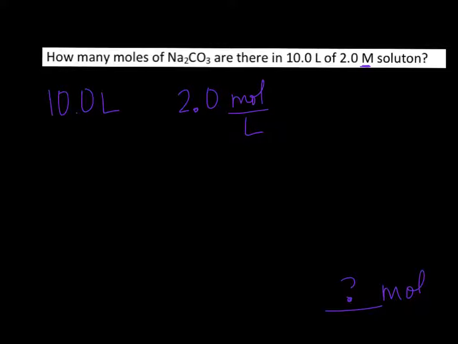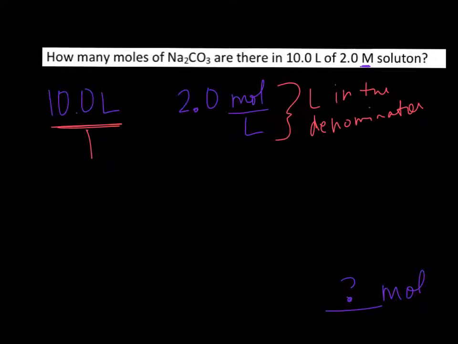And if we want to find something like moles, and you're given 2 amounts, you always use the number that does not have any units in the denominator. So this number does not have any units in the denominator, while this one has liters in the denominator. So we're going to start with this one because it doesn't have anything in the denominator.